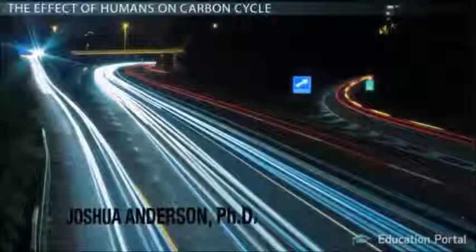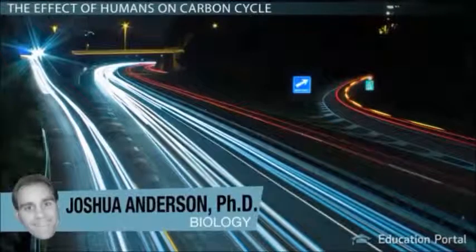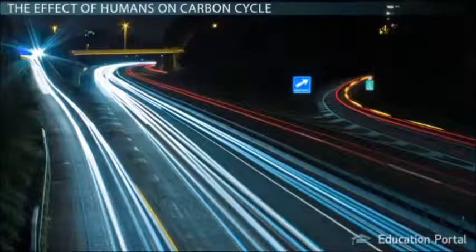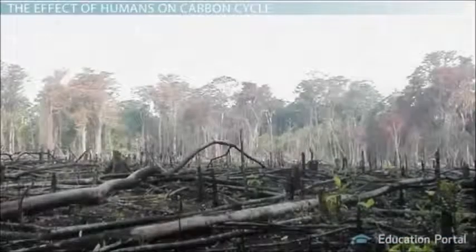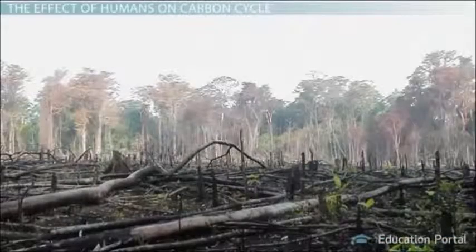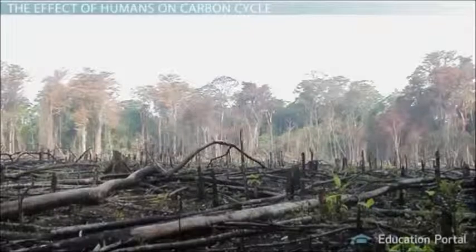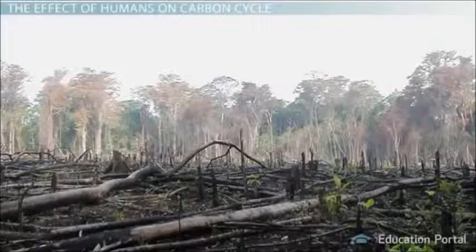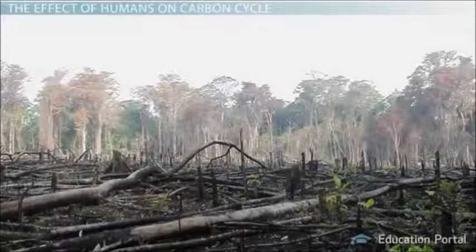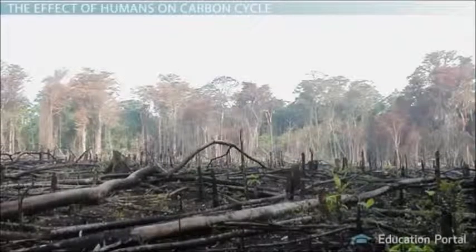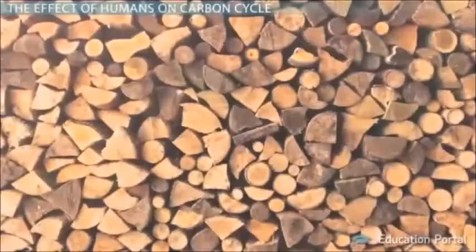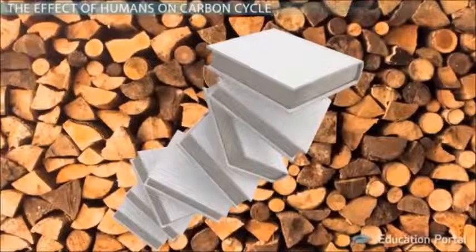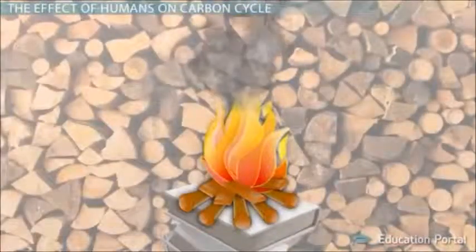Over the past 200 years, humans have started to have a measurable effect on the carbon cycle. Part of this is due to deforestation. If we look at biomass per acre, forests contain the highest density of biomass on the planet. So deforestation removes carbon from biomass, and where do you think it goes? Some of it is turned into wood and paper products, but a lot of it has gone into the atmosphere.